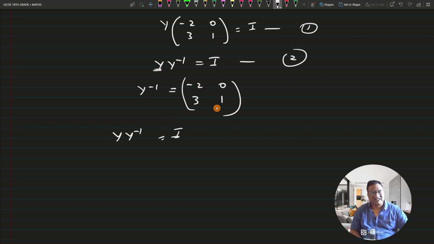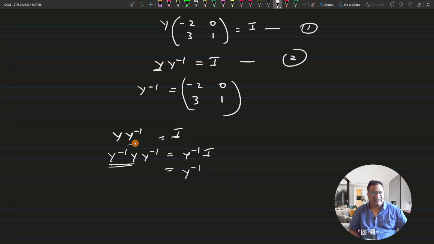Now y inverse is this. From this y inverse, if I want to find out y, what should I do? If I multiply this out by y inverse, y inverse into y inverse will be equal to y inverse into I. See what I did? In this equation, I have multiplied on the left hand side by y inverse. Now what will happen? This y inverse into y will become I. I want y, right? So y will be equal to what? This will be y inverse into I, which is y inverse.